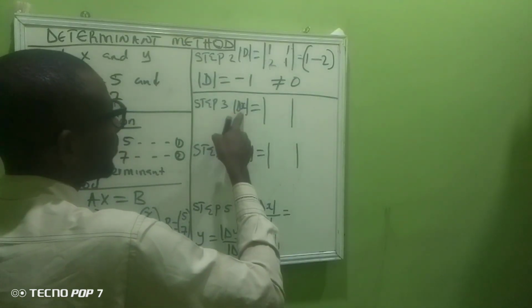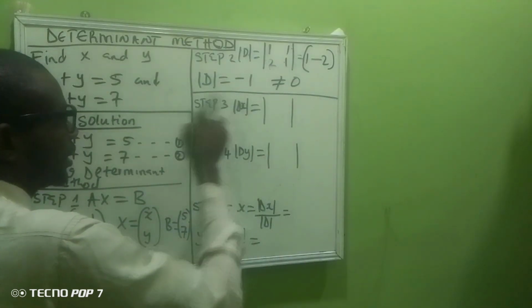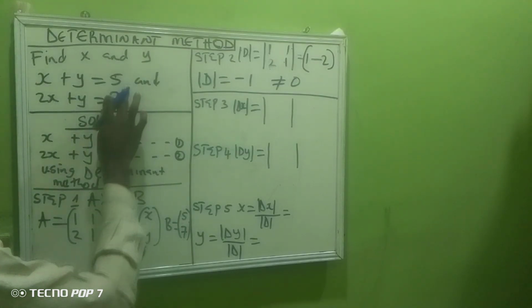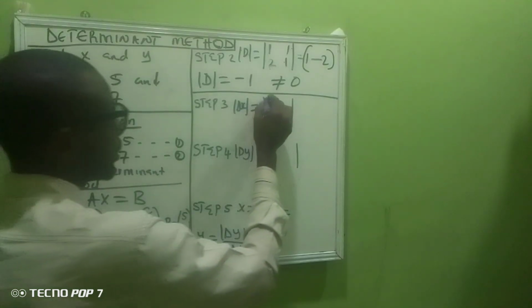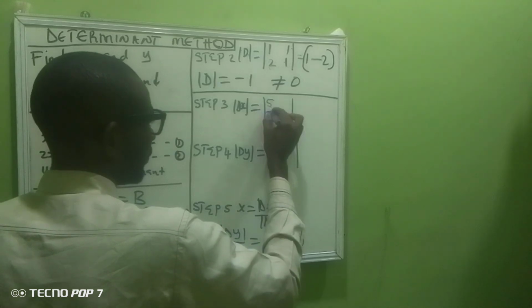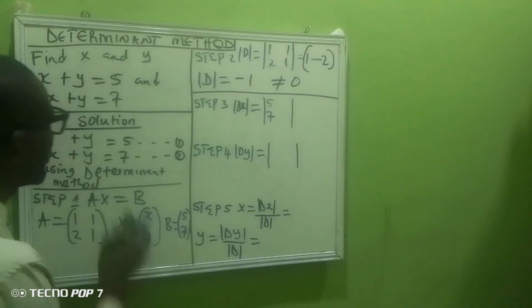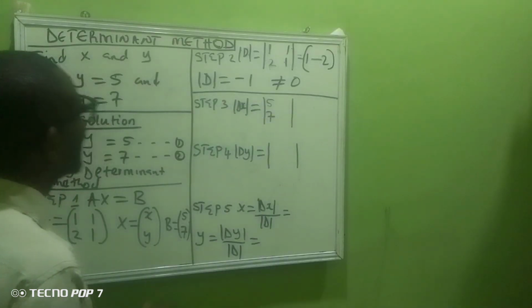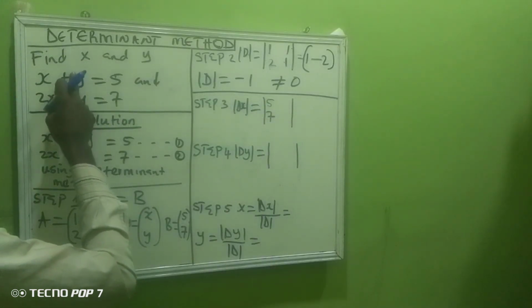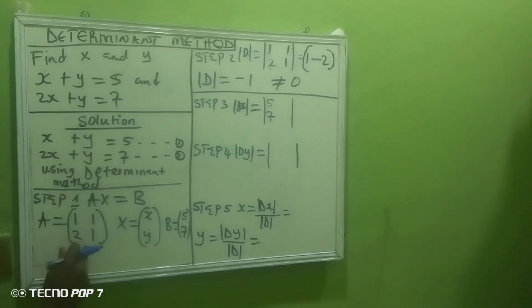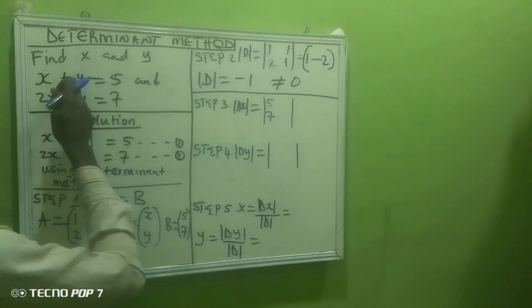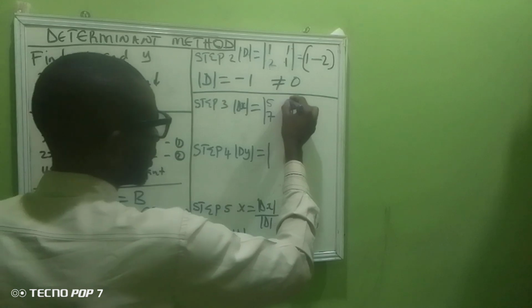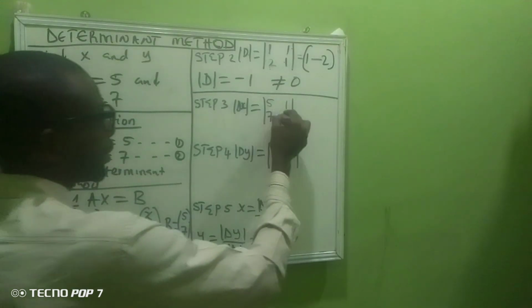How can we get the determinant of x? We are going to find the determinant of x. You see this 5 and 7. We are going to put it in the first column. 5 and 7. You pick this equals sign column and put it in the first column. Then you know the coefficient of y is 1, 1. Then you come and pick this 1, 1. Or you can say the coefficient of y is 1. You pick this 2, 1. You pick this one again.